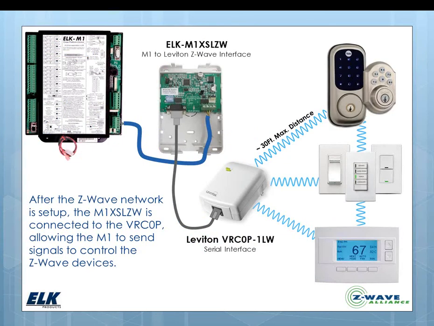Okay, this is giving you just a basic general overview of the connections, which I kind of just described. You can see here we have our M1 system. This M1XSLZW is connected to the data bus, and then there is a serial cable that goes into the VRC0P. So that's the physical connections. And the VRC0P is what actually allows us to talk to the locks, the lights, the thermostats that are Z-Wave enabled. Now, we were talking about the mesh network earlier and how the more devices you have, the stronger your network's going to be. One thing to keep in mind is from this controller, your distance to a device that it is talking to directly can't really be more than about 30 feet.